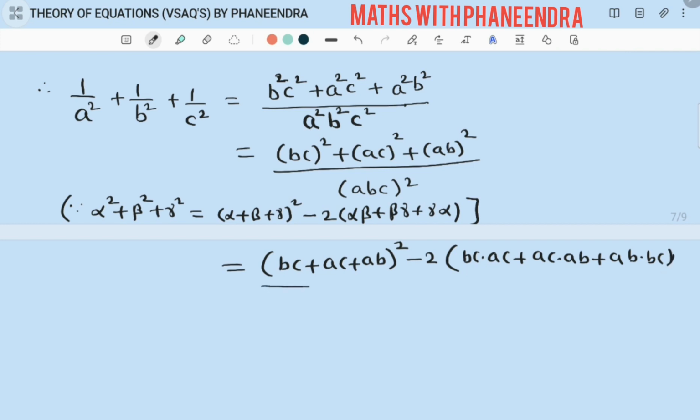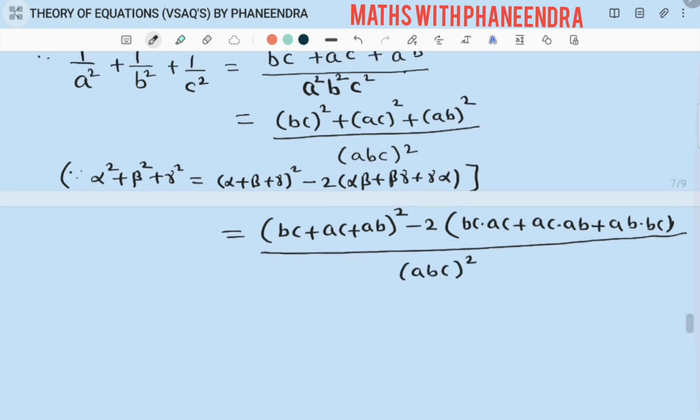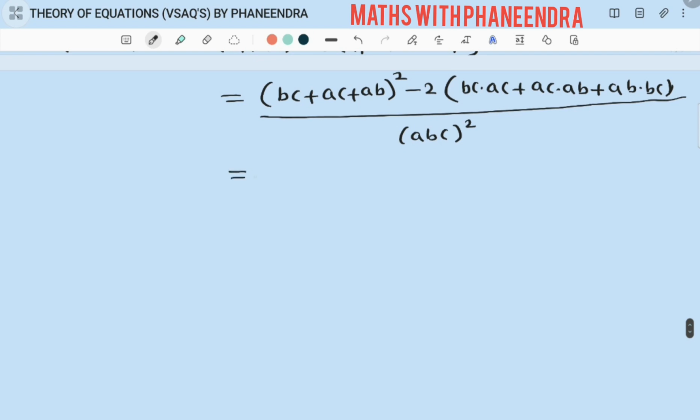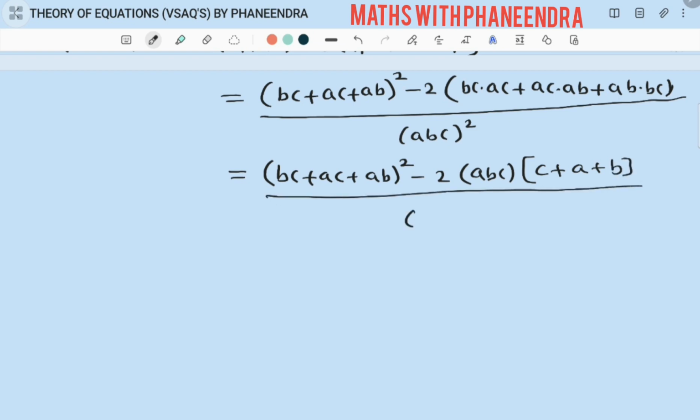divided by ABC whole square. So (BC plus AC plus AB) whole square minus 2 into... In every term, take ABC common now. If you take out ABC common from here, ABC, ABC, ABC: here C will be there, here A will be there, here B will be there, divided by ABC whole square.